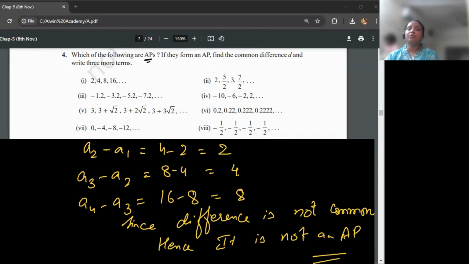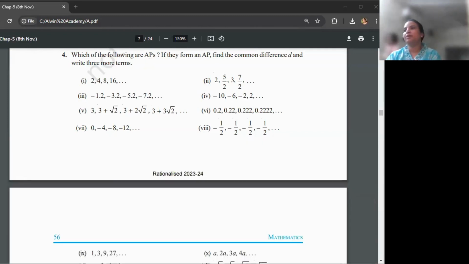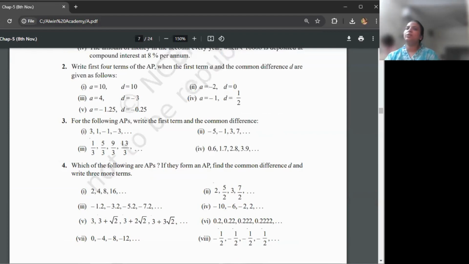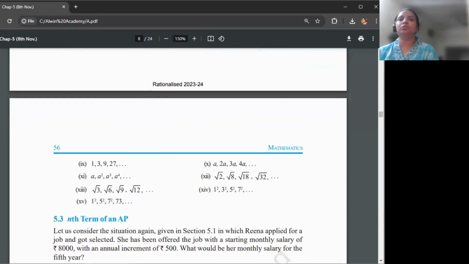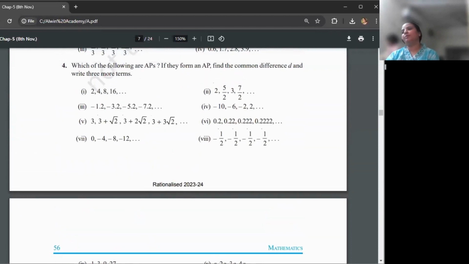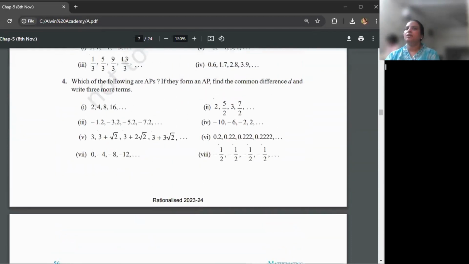Acha, since I cannot give you homework today, as I committed, that homework you will get from this only. So take your time, complete this third question and fourth question. That's it. We are not moving ahead today. Right? So complete it.